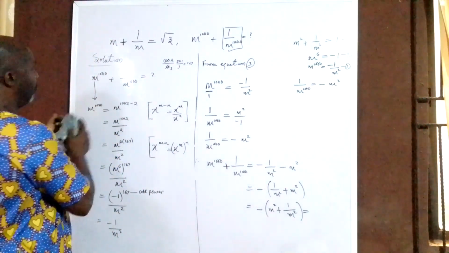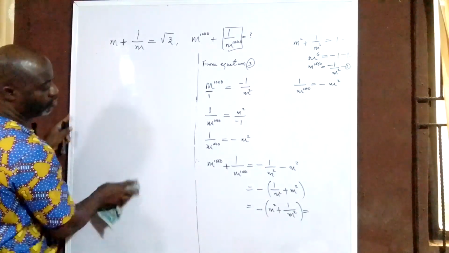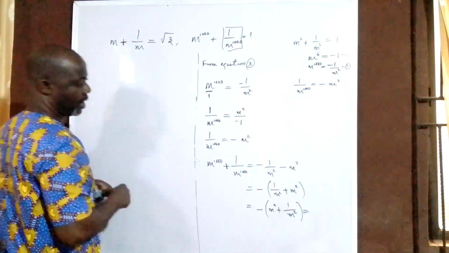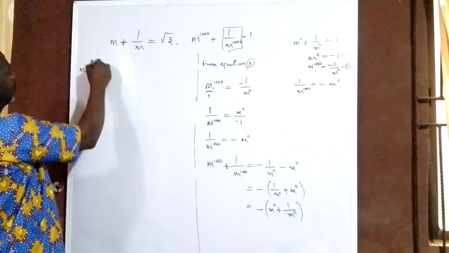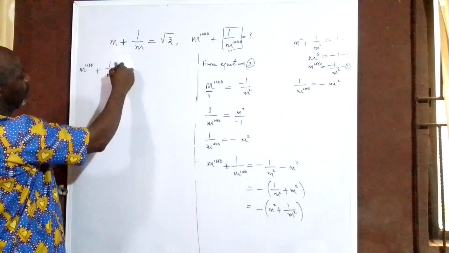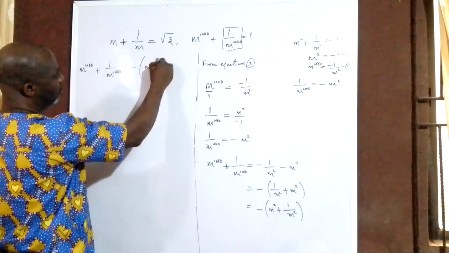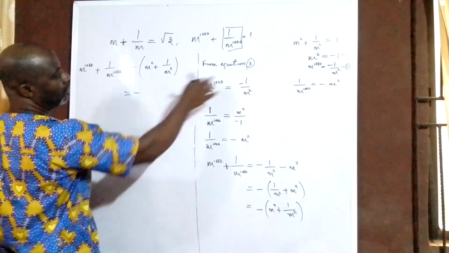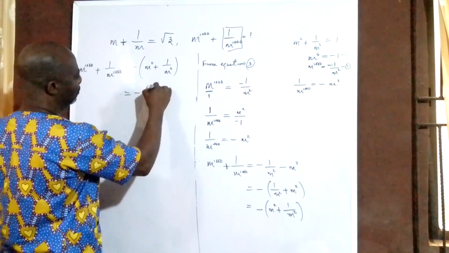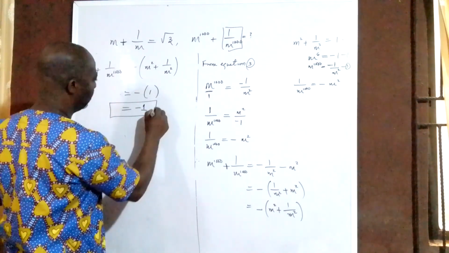From equation 1, we can say that m to the power of 1000 plus 1 over m to the power of 1000 is equal to minus m squared plus 1 over m squared, which is seen as minus 1. So the result is minus 1. So here is our answer, guys.